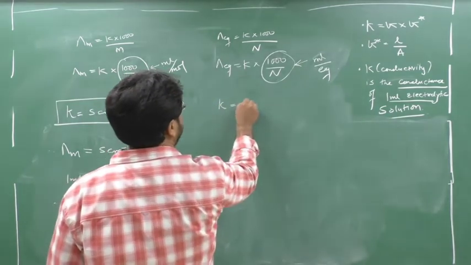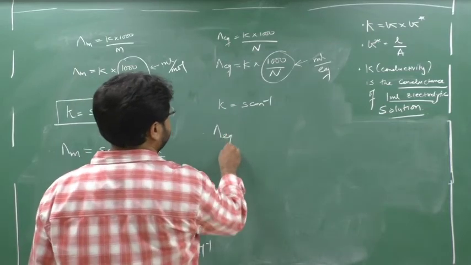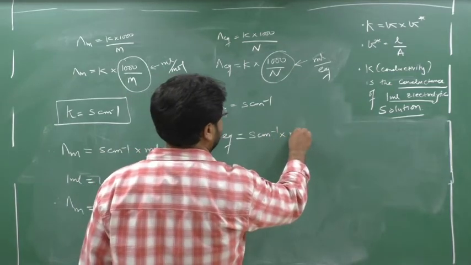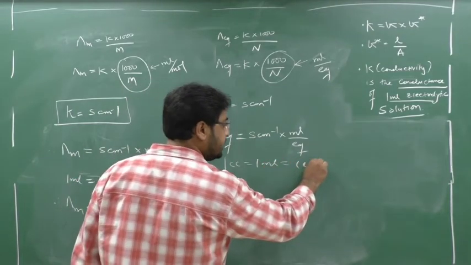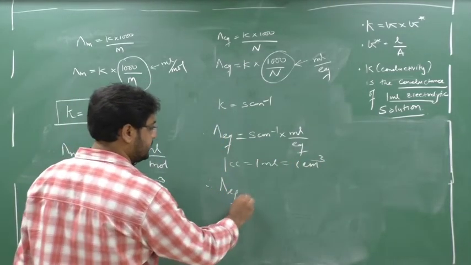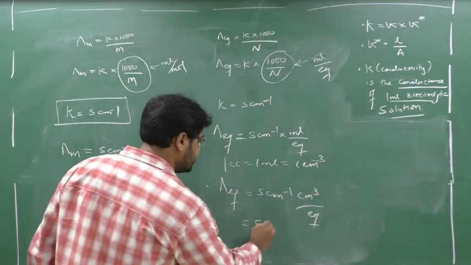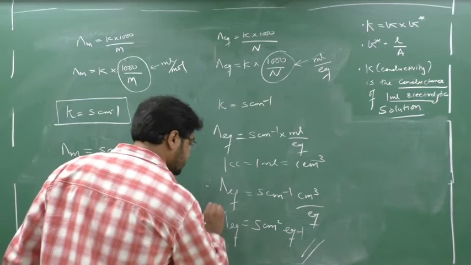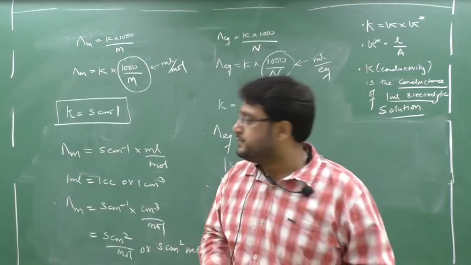So k unit is Siemens per centimeter. Therefore lambda eq, this I have done in my previous video, is Siemens per centimeter into ml per equivalent. But we know 1 cc equal to 1 ml or 1 centimeter cube. Therefore lambda eq equal to Siemens per centimeter cube per equivalent. So the answer will be Siemens centimeter square per equivalent. So this is the unit for lambda eq, that is Siemens centimeter square per equivalent, and this is the unit for lambda m.